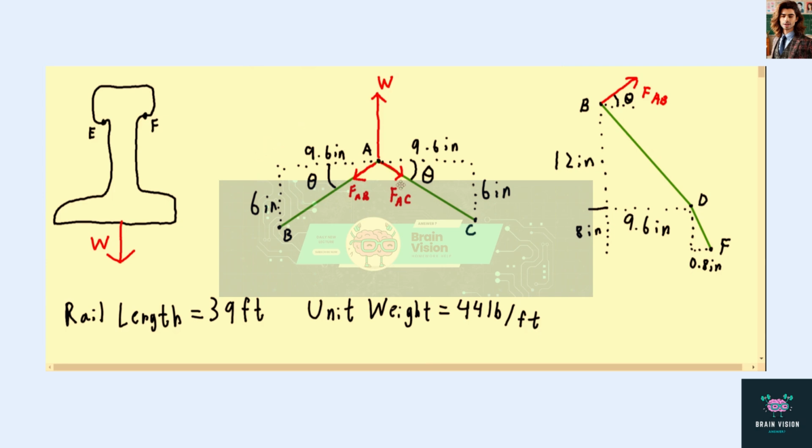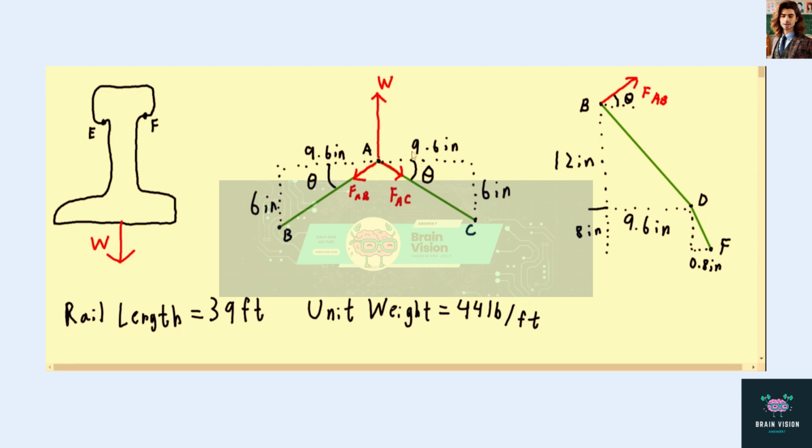So we have three different free body diagrams to represent the different points on the machine. We have a free body diagram for the rail, a diagram for the A junction, and also a diagram for the BDF tong.